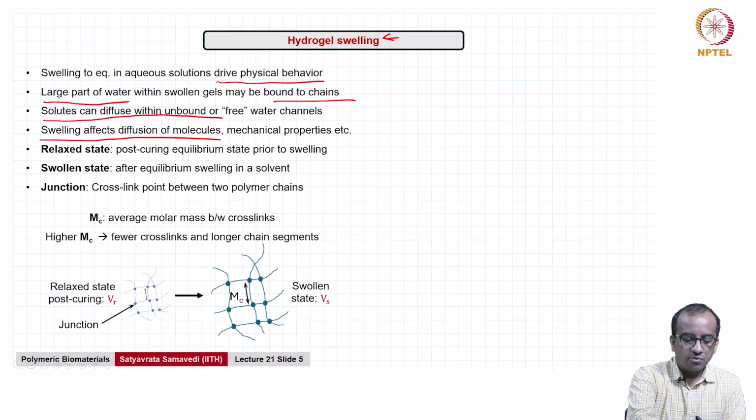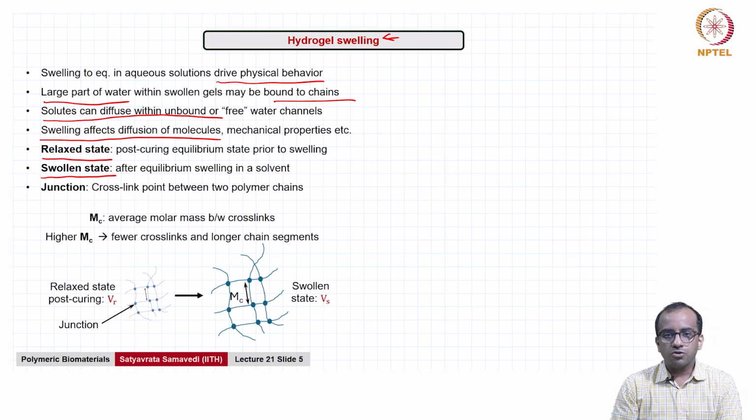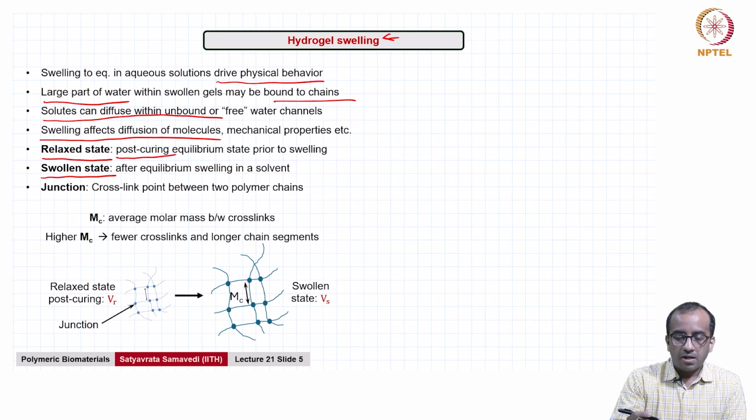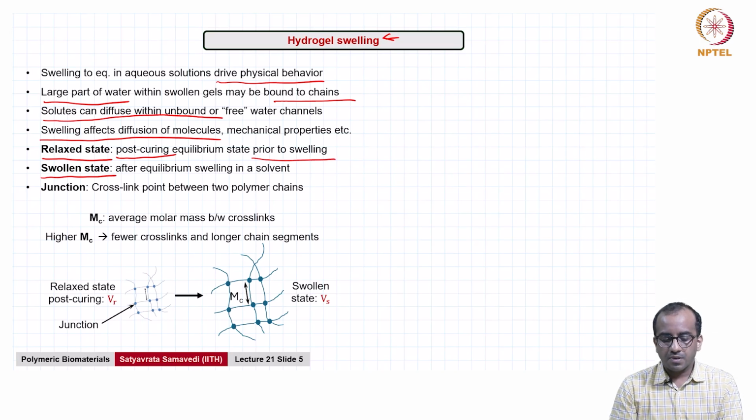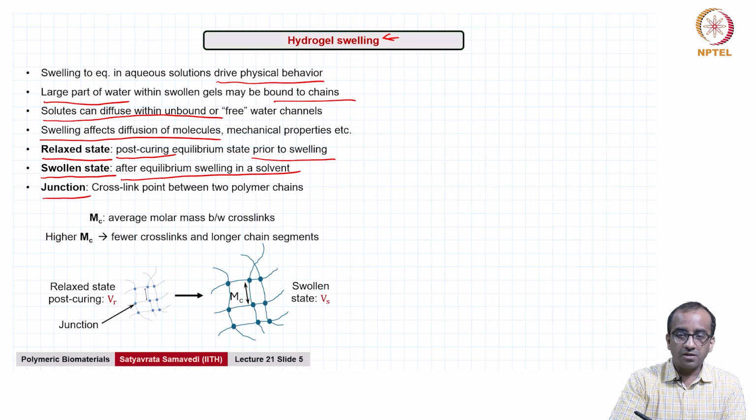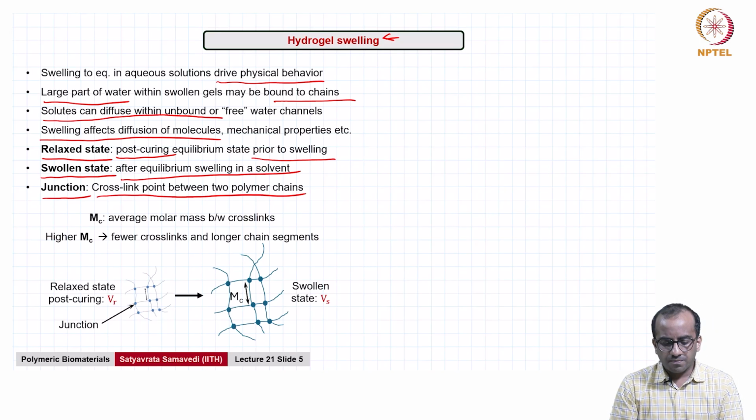First thing is to understand what a relaxed state is and what a swollen state is. So, relaxed state in the context of hydrogels simply refers to the state post curing, that is post cross linking, but prior to swelling. And the swollen state is the equilibrium state after complete swelling in a solvent. In this case, it is water. And of course, as we have seen earlier, junction here refers to the covalent crosslink point between two polymer chains.